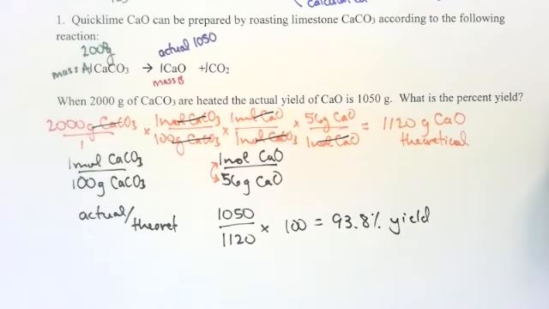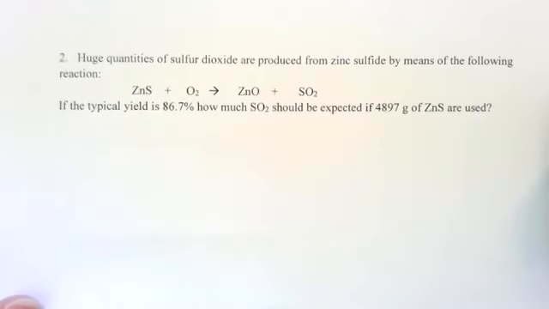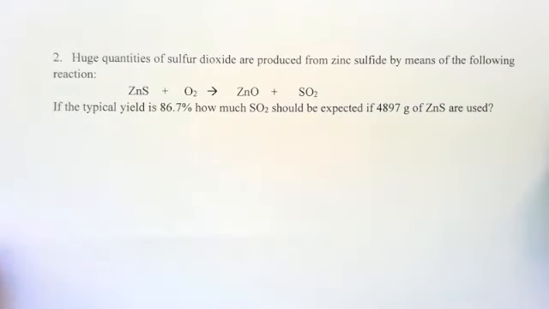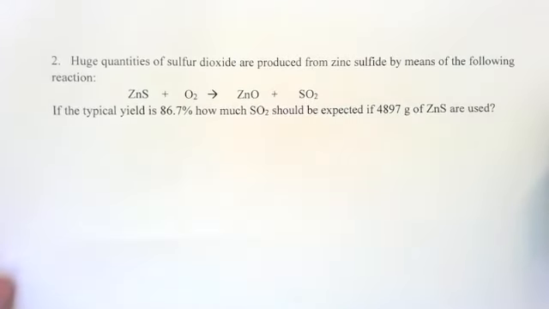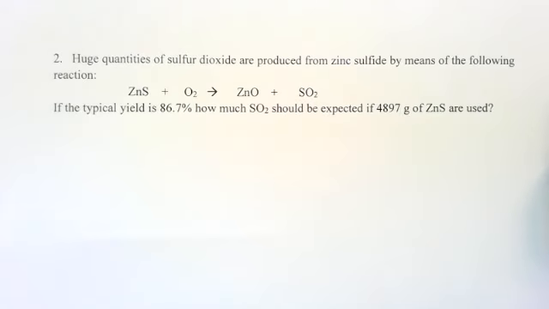All right, let's look at another problem that's a little more complicated. Huge quantities of sulfur dioxide are produced from zinc sulfide by means of the following reaction. If the typical yield is 86.7%, how much SO2 should be expected if 4,897 grams of zinc sulfide are used? All right, so for this one, go ahead and balance the equation. Pause the video, and I'll see you back here.